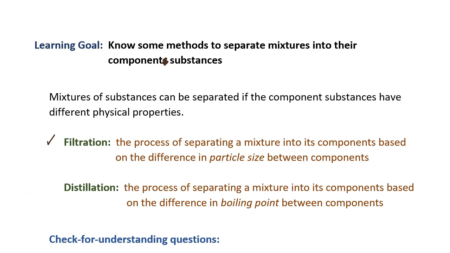Another process that can be used to separate mixtures is called distillation. This is the process of separating a mixture into its components based on the difference in boiling point between the components. As an example, think of salt water. When you boil salt water, the water, which has a much lower boiling point than salt, will vaporize first. The water will turn into a gas and float away into the air, leaving solid salt crystals in the container.